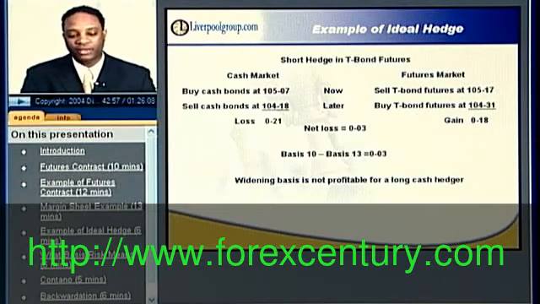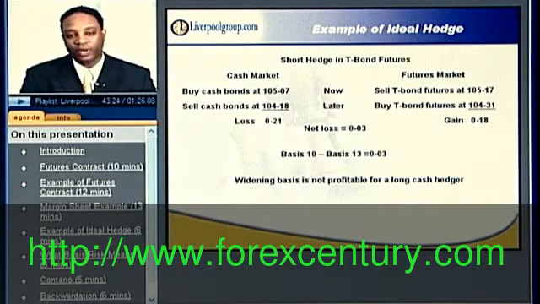Next, we have a short hedge in T-bond futures. And again, it's the same scenario, but with a slight difference. We have the institutional investor buying cash at 105.07, selling in the futures market at 105.17. So we again have the basis of 10. Then we see them selling cash at 104.18 and then buying the futures back at 104.31.